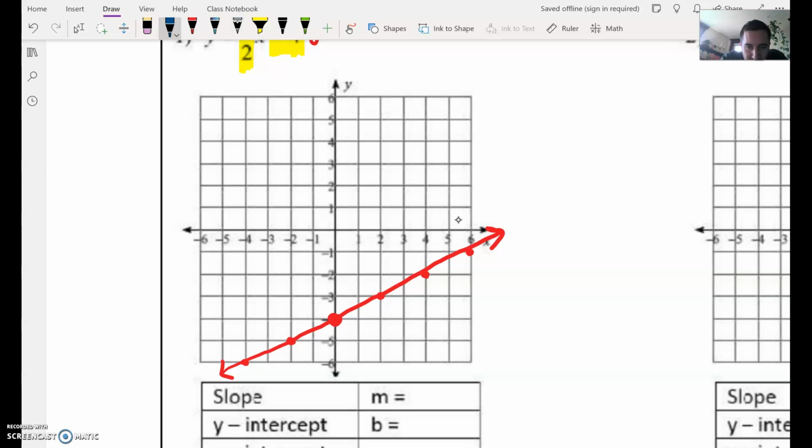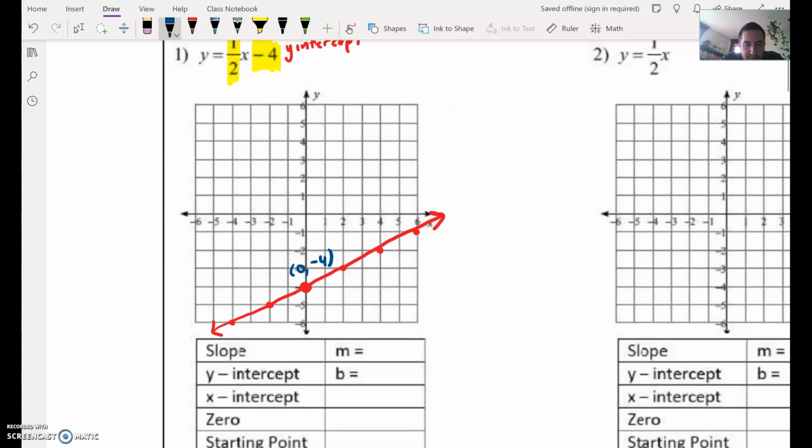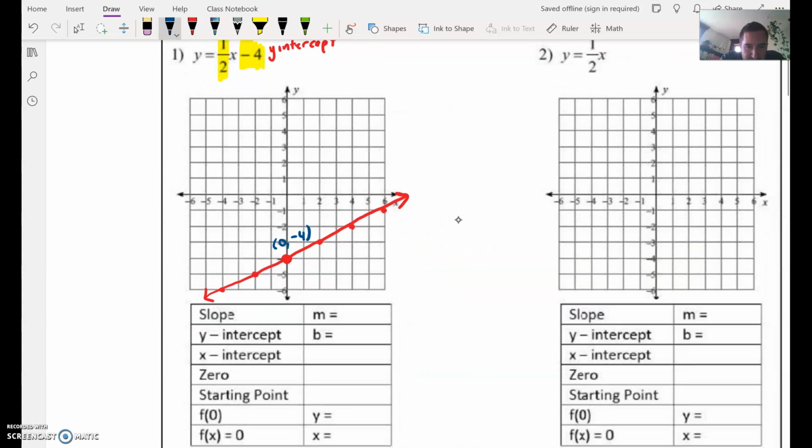Let's do some labeling here. This is the y-intercept of (0, -4). We have a slope of 1/2, so let's start filling in these blanks here. Slope, which is m, is 1/2. The y-intercept, which is b, is -4.